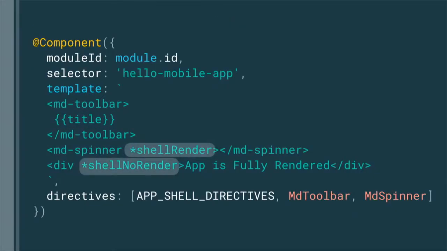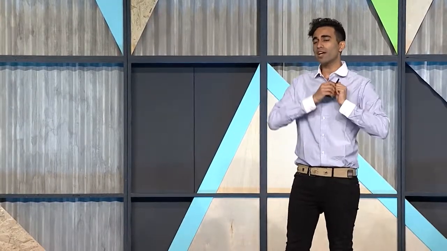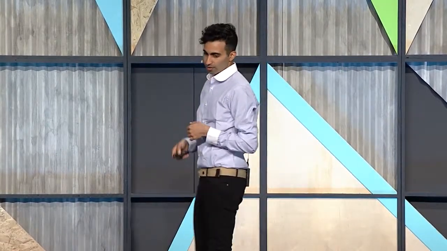What is exciting is these two little helpers. These two helpers are shell render and shell no render. And these are kind of badass. So shell render will allow you to define any UI that you want to display on the screen before your main Angular bundle has completed asynchronously loading in. Shell no render is what's going to be displayed after the entire application has fully rendered out, meaning that you can define your application shell declaratively right inside of your component.